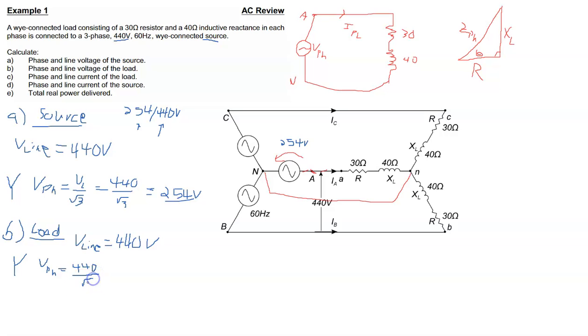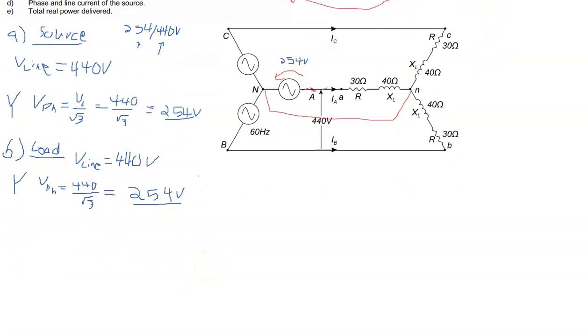And that wouldn't be true if it was a delta connected load, because in the delta, V phase and V line are equal. So V phase in the load and in the source could be different. That's common if one's a Y and one's a delta. In any event, now we got 254 volts for this one.